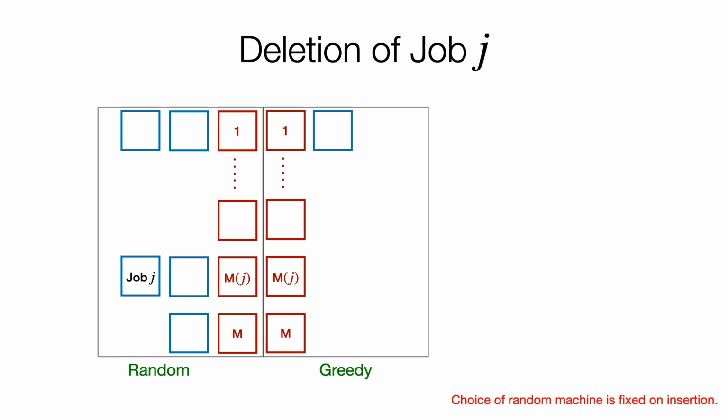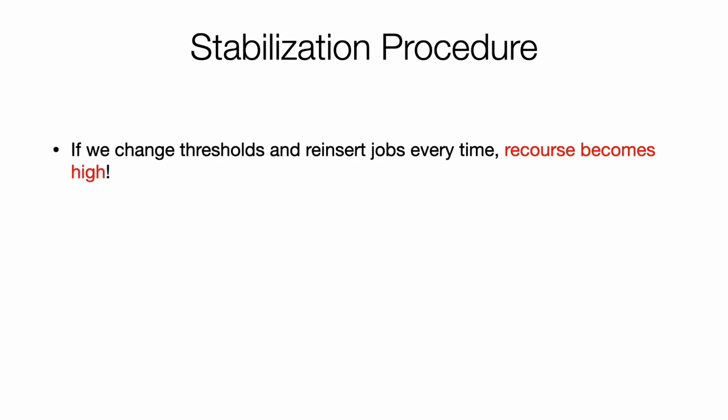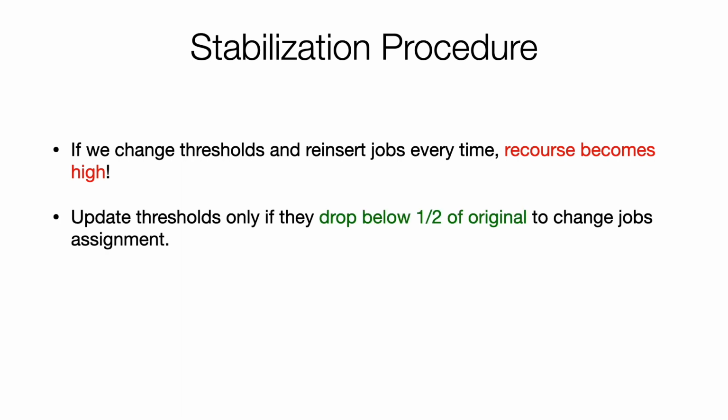If job J is present in the random set, deleting it may cause some issues for us. What may happen is, for some job which was inserted after J, the threshold may decrease. Because of this, we perform a stabilization procedure as follows. If we change the thresholds and reinsert jobs every time a job which was inserted before us is deleted, then this recourse becomes high. So instead, we're only going to update these thresholds if they drop below half of the original factor to change this job's assignment.